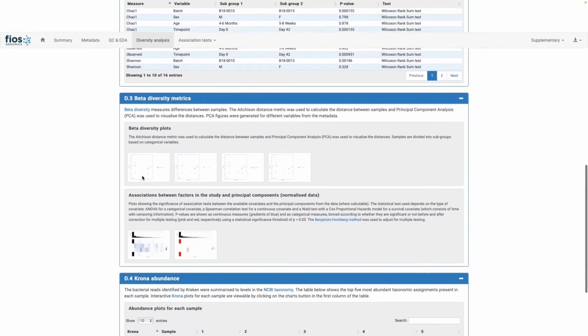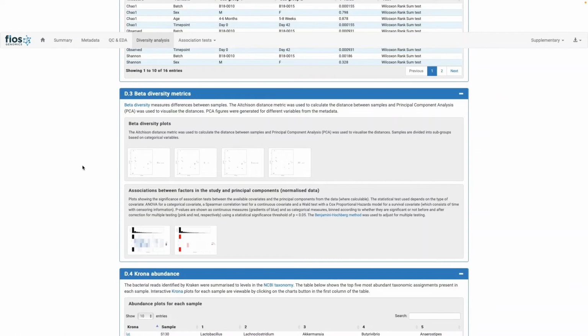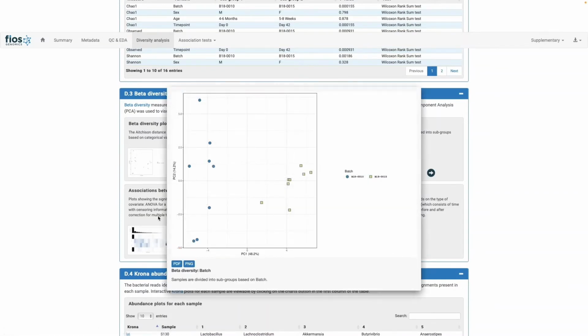Next, we looked at beta diversity, which is a measurement of diversity between samples, and this is visualized in this principal component plot. What we can see here is a clear separation of samples by location. We have a cluster in blue on the left and a cluster in green on the right, indicating a shift in microbiome composition post-location transfer.